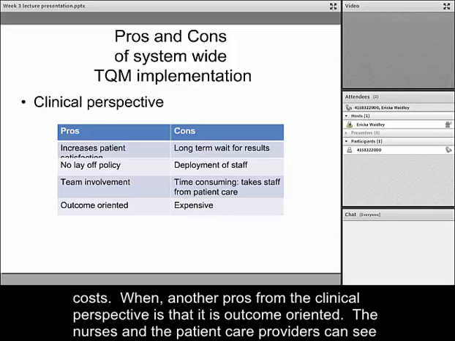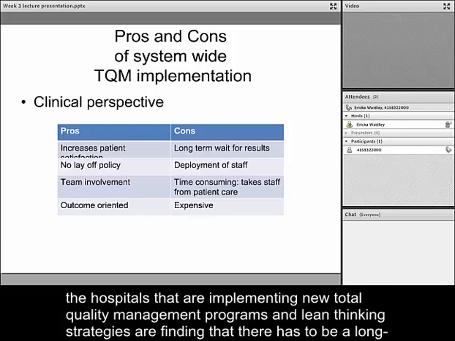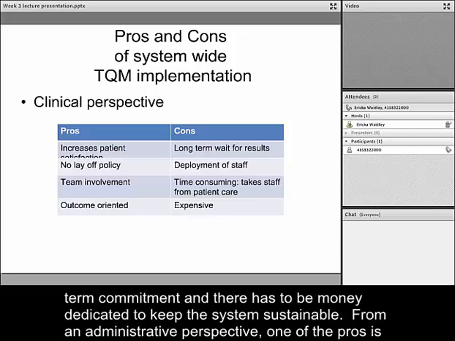Another pro from the clinical perspective is that it is outcome oriented. The nurses and the patient care providers can see positive outcomes with their patients and with the care continuum. However, one of the cons, as I mentioned, is that it can be very expensive. And so the hospitals that are implementing new total quality management programs and lean thinking strategies are finding that there has to be a long-term commitment and there has to be money dedicated to keep the system sustainable.